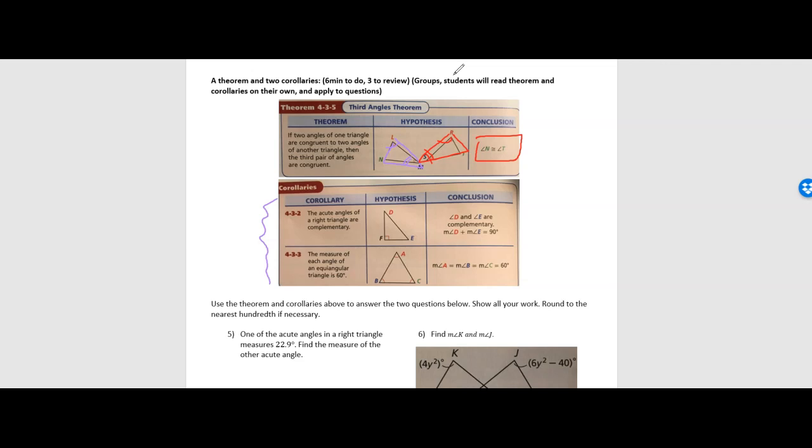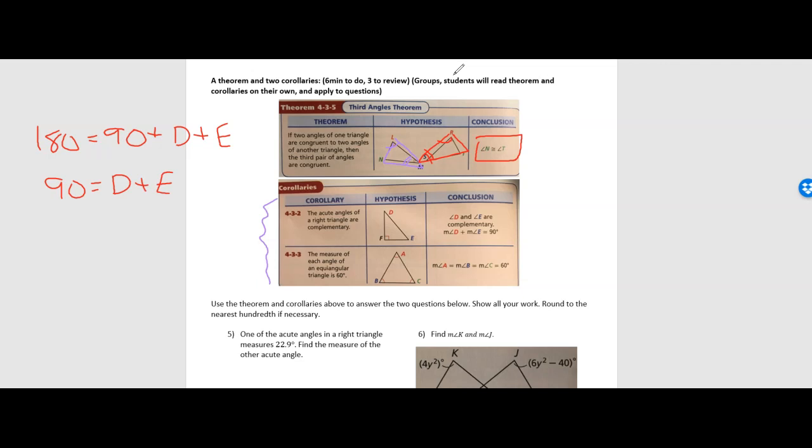The two corollaries here, the acute angles of a right triangle are complementary, right? That makes sense if one angle is 90, and we're talking about a triangle, well, the other two angles have to also add to 90 to fit the triangle sum theorem. They all have to add to 180. I have one that's 90, so plus D plus E. Well, if I subtract 90 from both sides, D plus E has to equal 90, and that's going to be true with every right triangle.